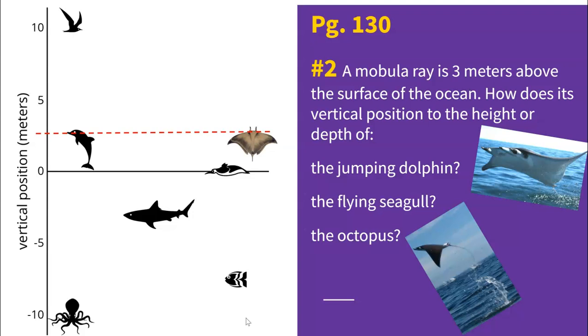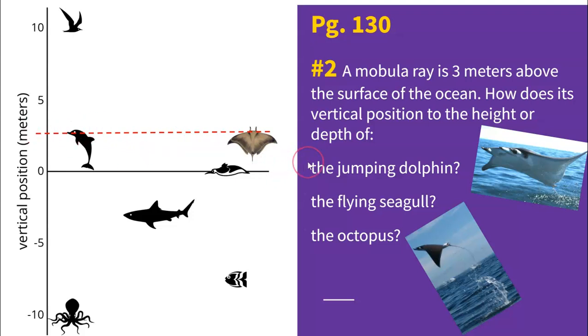How does its vertical position compare to the height or depth of the jumping dolphin, the flying seagull, and the octopus? Okay, notice on our picture, I added a picture of a mobula ray. I also have real life pictures of mobula rays. They do jump out of the water pretty high. So having it 3 meters above the surface of the water is not unusual for this animal. So the dotted red line is showing the eyes for the mobula ray.